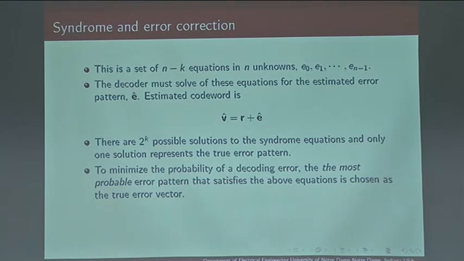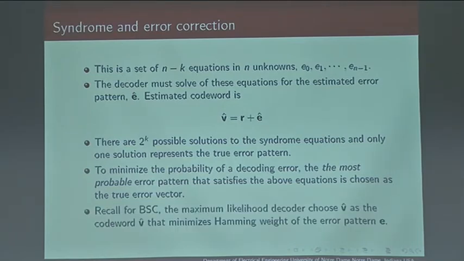Okay. Now I think from the previous discussion on a binary symmetric channel, we had said that the maximum likelihood decoder chooses V hat as the code word which was closest to the received sequence in terms of Hamming distance.